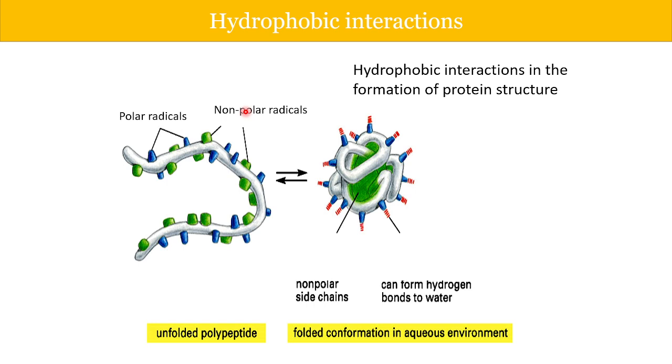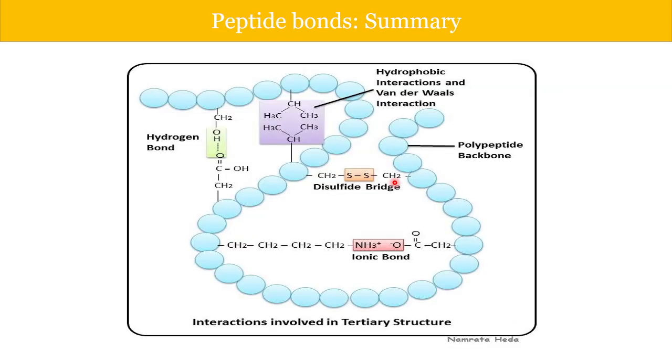So the water molecules are removed, and that becomes the driving force for the non-polar residues to fold inside and form a stable hydrophobic core. The more stable the hydrophobic core is, the more stable you can call the protein to be. So you can see over here, this is an unfolded polypeptide and a folded conformation in an aqueous environment. The polar residues are outside, the hydrophobic core is basically inside.